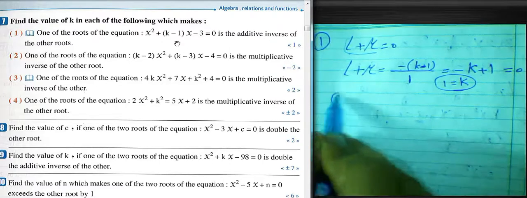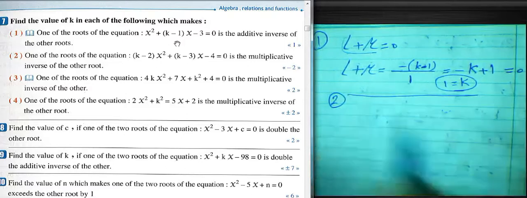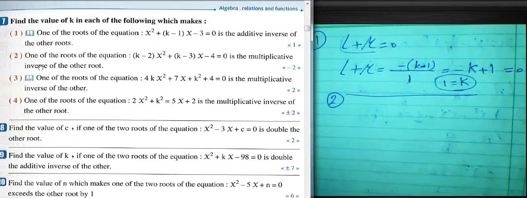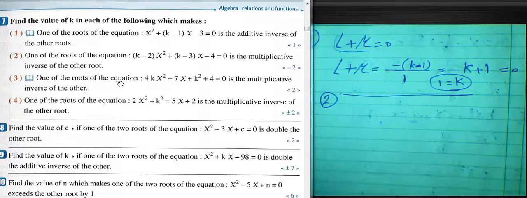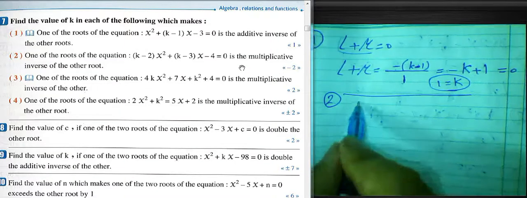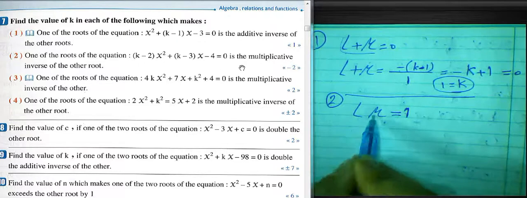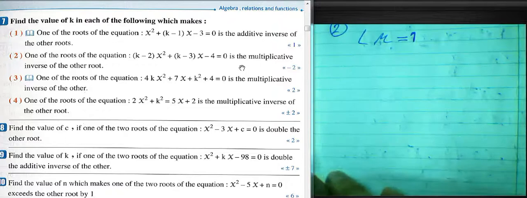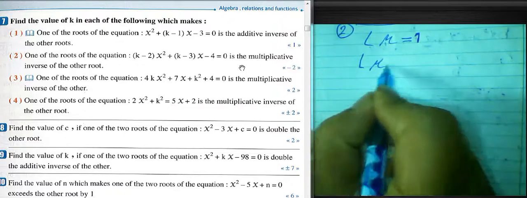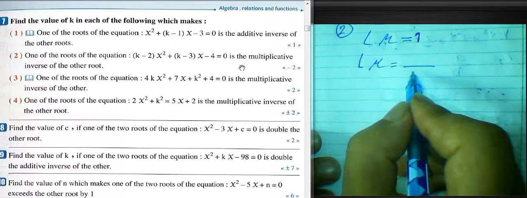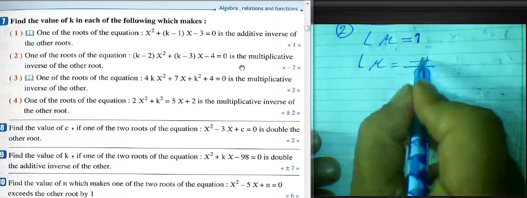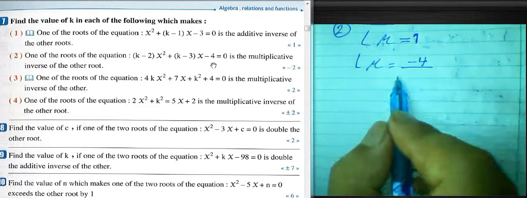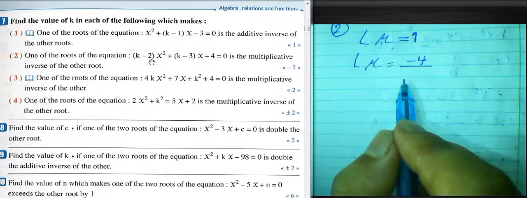Question 2. Look at it with me, question 2. One root is the multiplicative inverse of the other root. What's the meaning of multiplicative? Multiplicative means L multiply M equals 1. Okay, L multiply M equals 1. So we can find L multiply M by dividing the constant by the coefficient. The constant was negative 4, divided by the coefficient of x power 2.